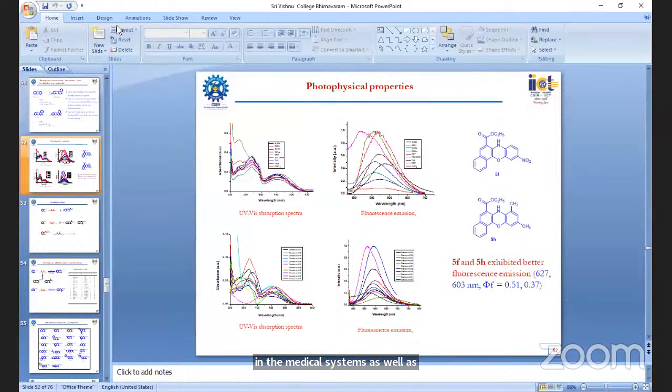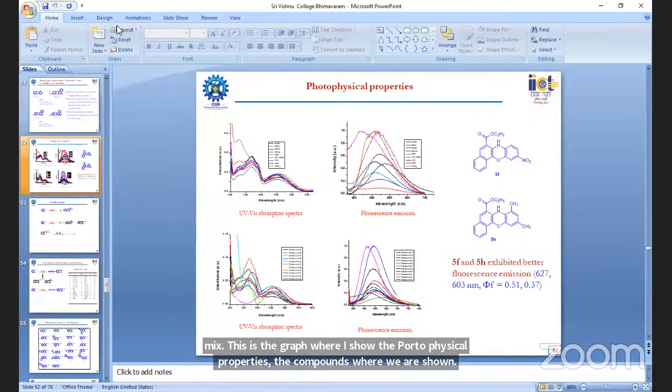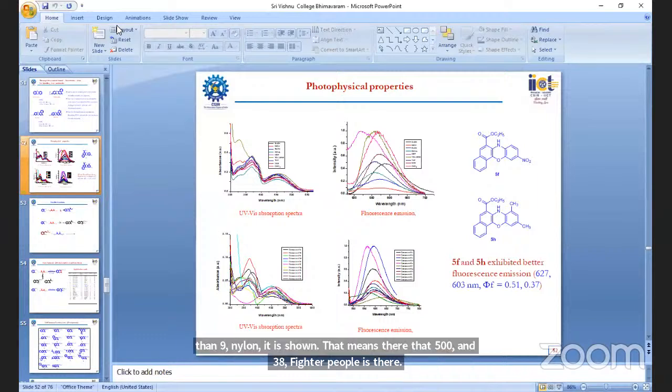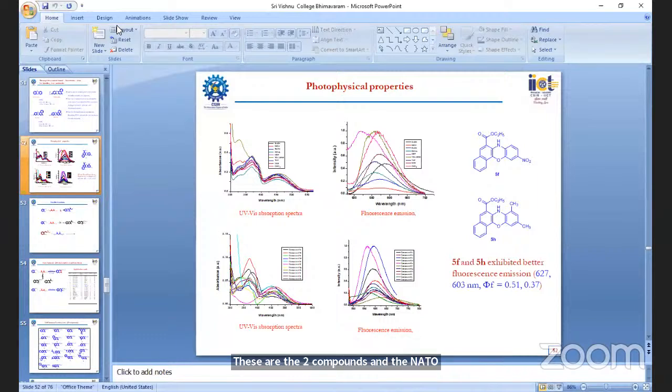Next. This is the graph where I have shown the photophysical properties of the compounds. These are the two very important compounds shown. The lambda maximum is higher for Nile red and Nile blue, where it is 538 and 534. These are the two compounds having the nitro functional group and the dimethyl functional group. It is shown as 627 and 603. So whatever compound was prepared here can be used as fluorescent dyes and in medical use. Next, sir.